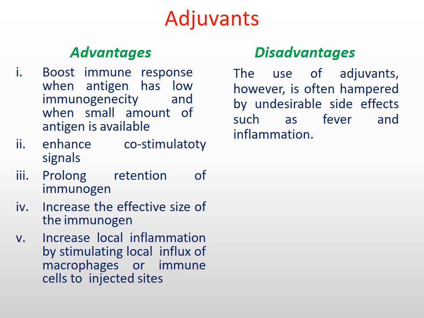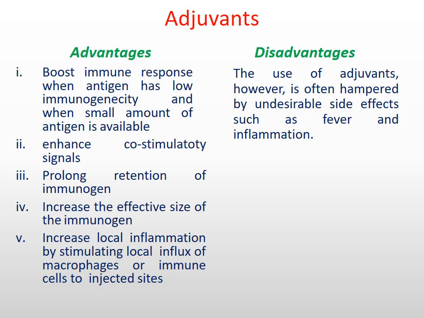These adjuvants have some advantages and some disadvantages. So what are the advantages? These adjuvants are used with vaccines. First, they boost the immune response. So it is very important when the antigen has low immunogenicity, and when a very minimal quantity of antigen is available.